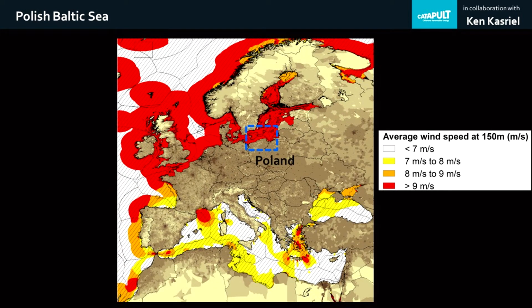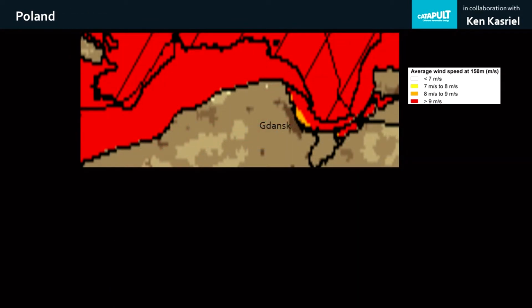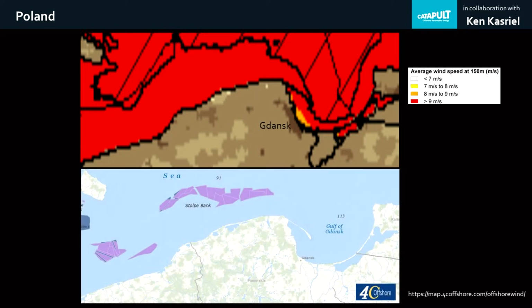For example, in the Polish Baltic Sea, the windy enough areas here are colored, and if there are no diagonal lines, it means the area is shallow enough for today's proven at the utility scale offshore wind technology, which uses turbines that are planted into the seabed. This is where developments are planned.